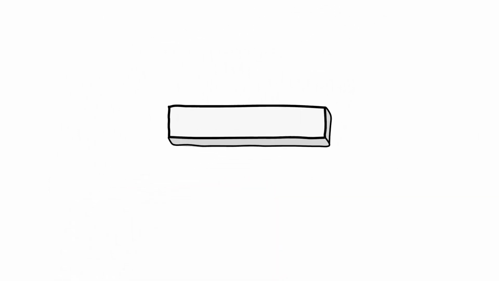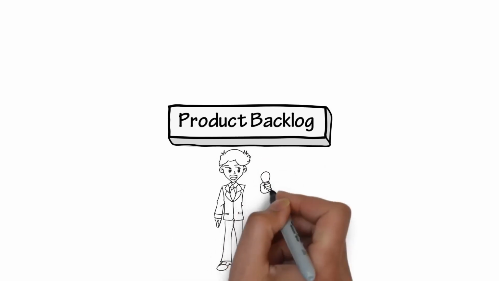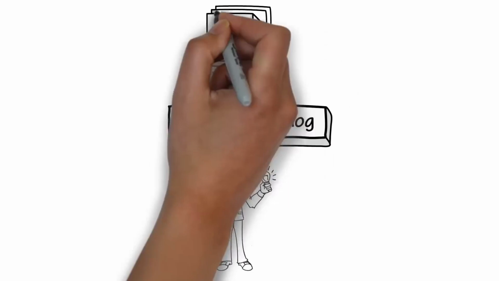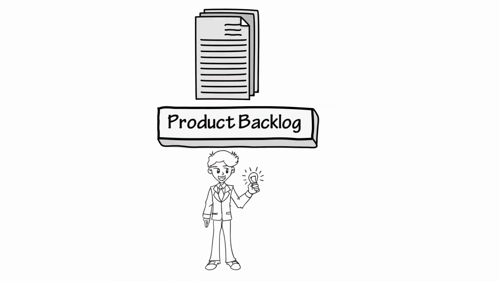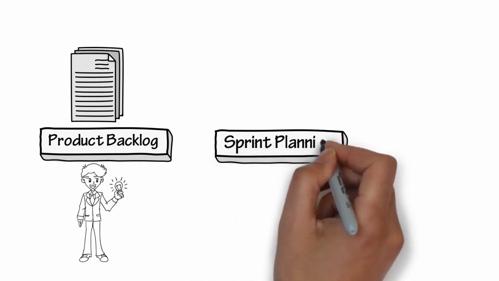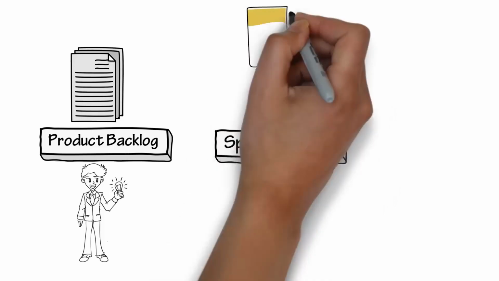Start with the product backlog, which is where the product owner builds a list of the bright ideas and features that could go into the product. The product owner prioritizes the list and brings the top items to the team. Sprint planning is where the team, product owner, and Scrum Master discuss the top priority user stories, determining what can go into the next sprint.